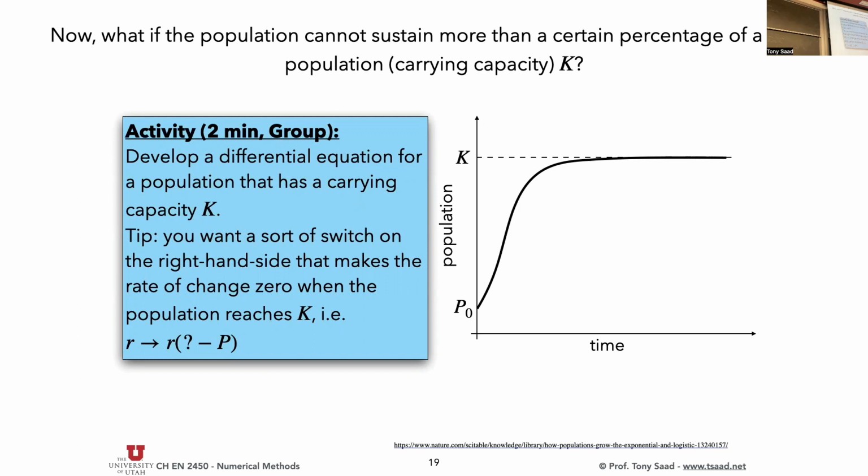So you want the ODE to behave such that as P approaches K, that right-hand side approaches 0, right? And here's a tip. So you have R times P on the right-hand side, right? So now you want R to be dependent on a switch, right? And this is the switch, R times something minus P. What is that something? Okay, some of you are saying K, right? Why? Because when P is equal to K, the right-hand side is 0, indeed.